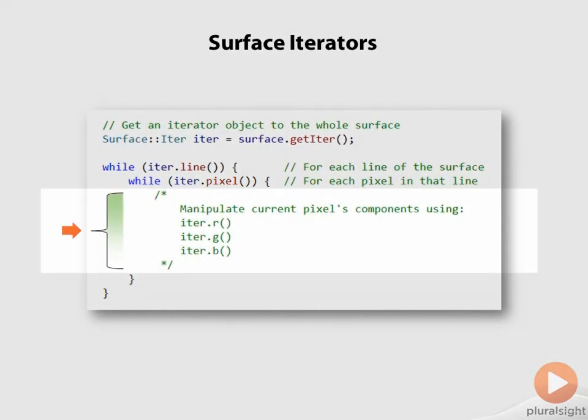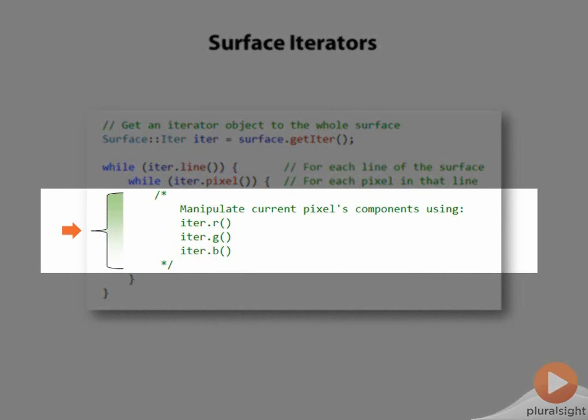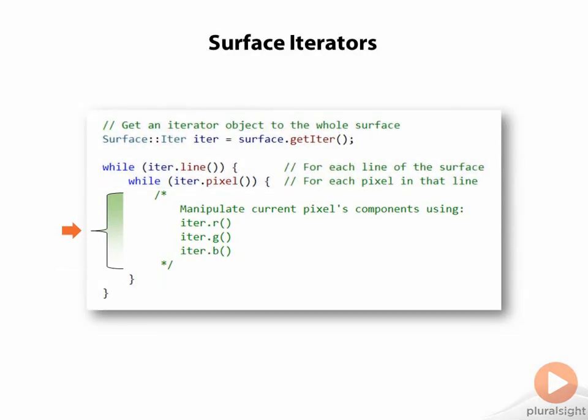And now, inside the loop's body, we can manipulate the current pixel's components, using the R, G and B methods of the surface iter class. For example, it's possible to apply some kind of filtering or other forms of image processing to the surface, changing the values of these color components.